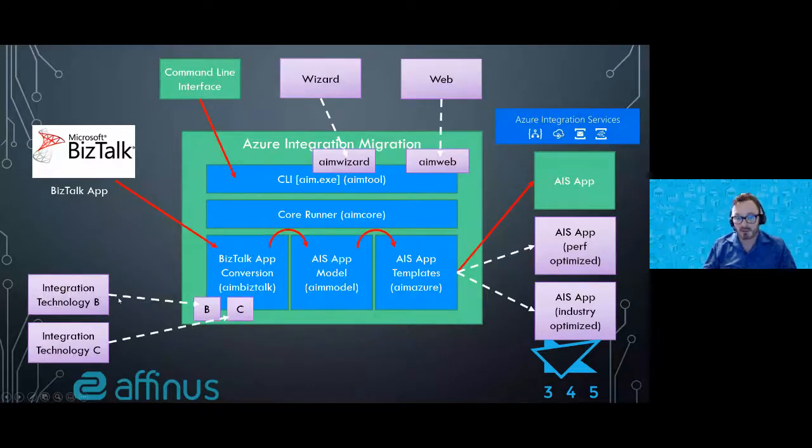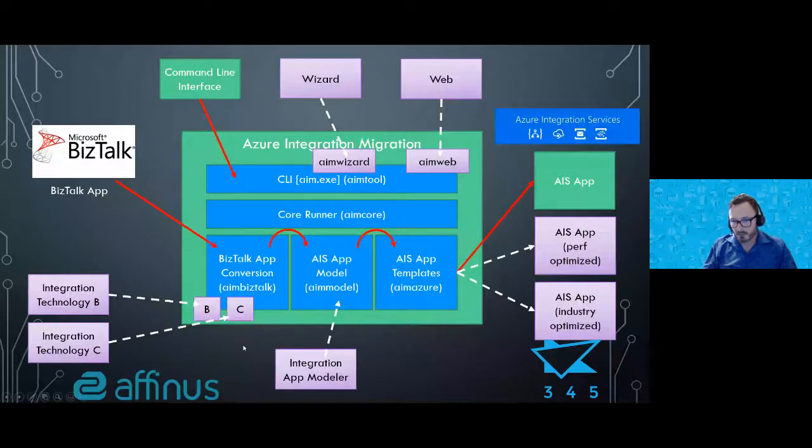Also, if you wanted to migrate from a different integration technology, you could basically replace the AIM BizTalk package with an AIM Mule package or an AIM Boomi package, and the rest of the tool will stay the same, because you could simply swap those out. So that's how the whole thing fits together, and the design intent on this.